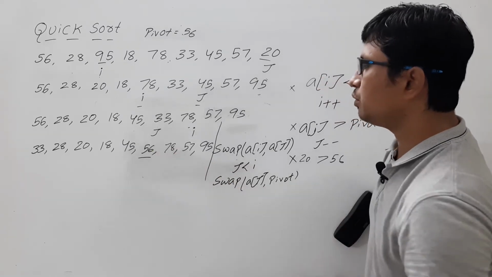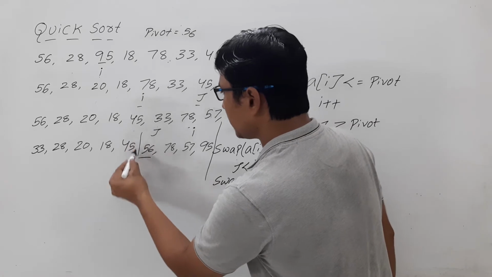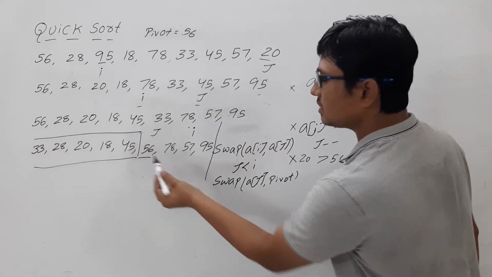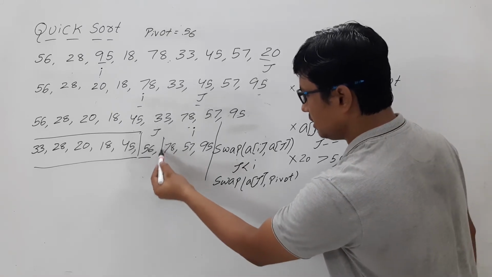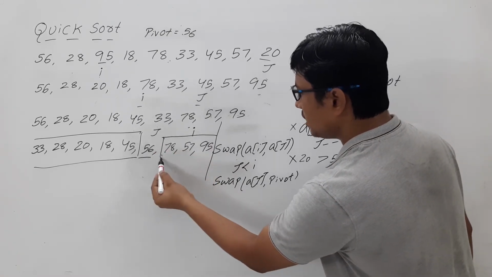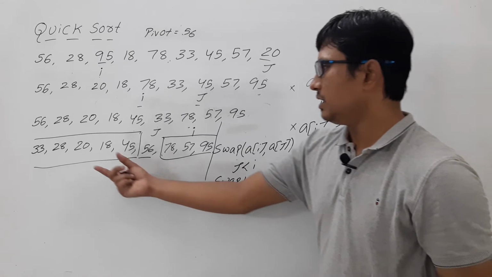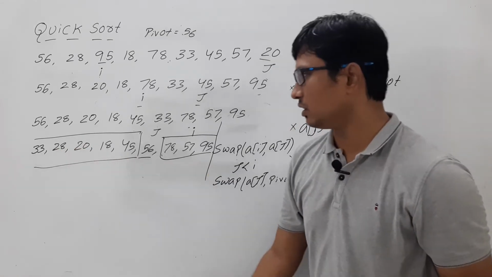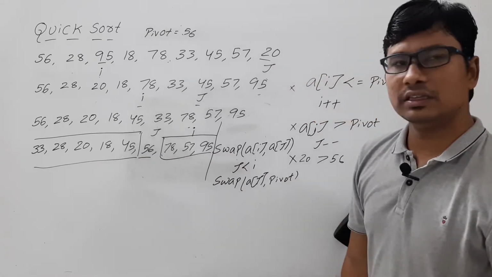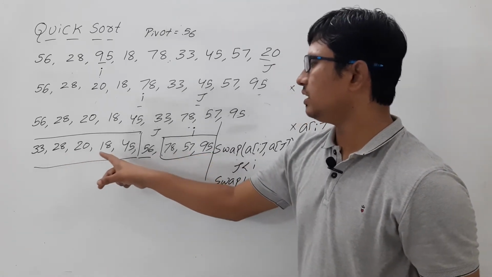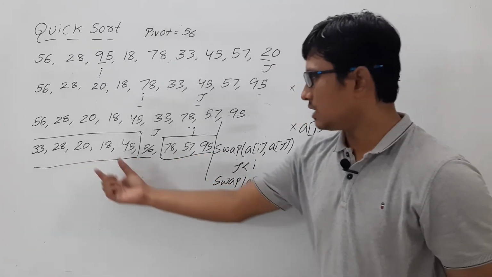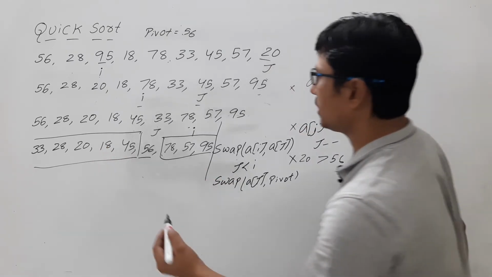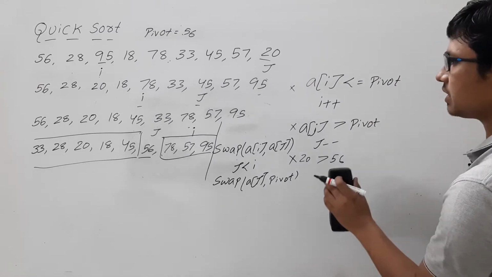Now I can divide this into two sub-arrays, because I can say that this is in the proper position and these two I need to take as sub-arrays. Again on these sub-arrays I need to perform the quicksort. Now let me take 33, 28, 20, 18, 45 as one sub-array and let me perform the quicksort on it. Okay. Are you able to understand it or not?